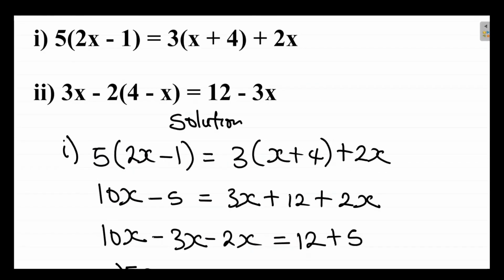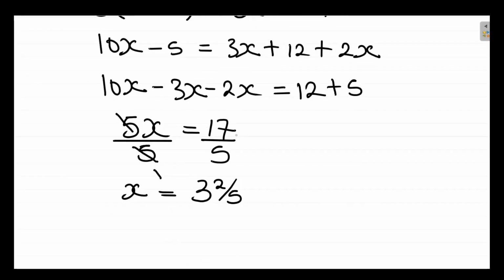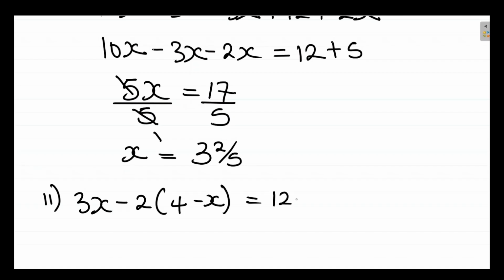Now, question 3ii says 3x minus 2 multiplied by 4 minus x is equal to 12 minus 3x. So we have that 3x minus 2 multiplied by 4 minus x equal to 12 minus 3x. Now, pause the video and try to solve it if you can obtain the value of x.